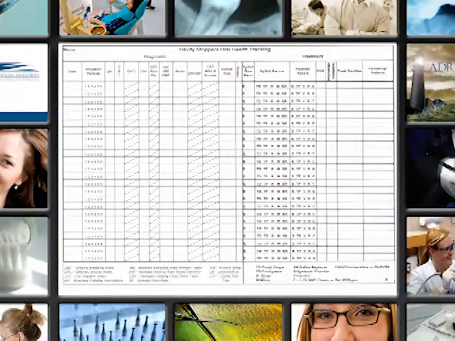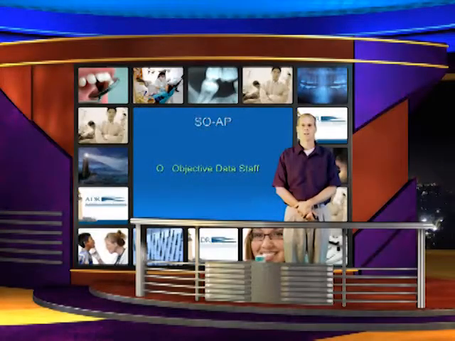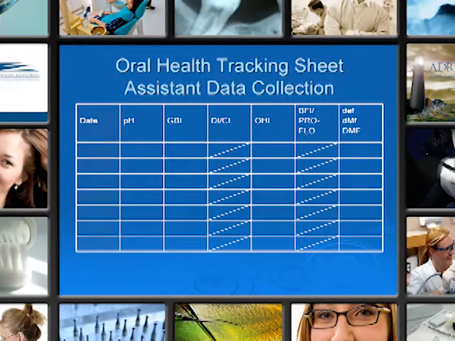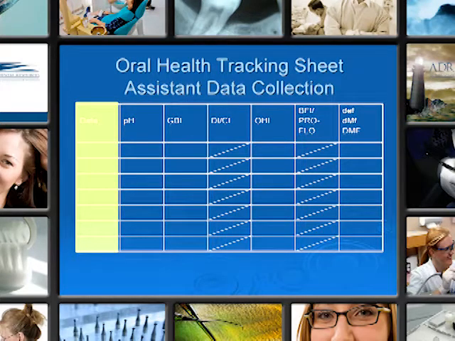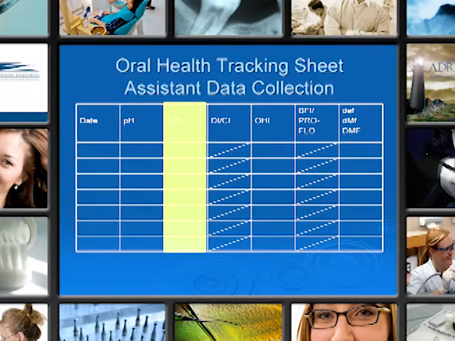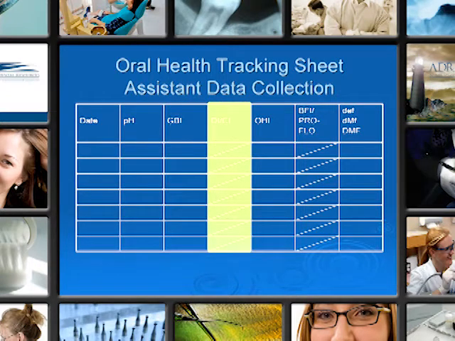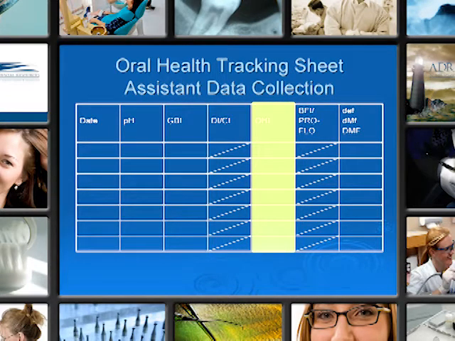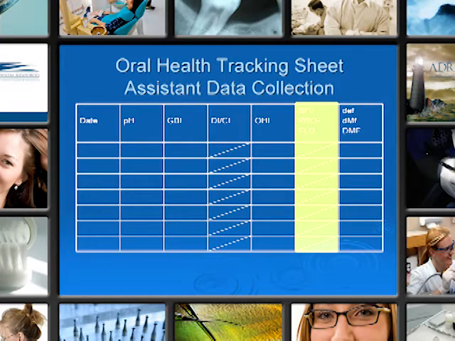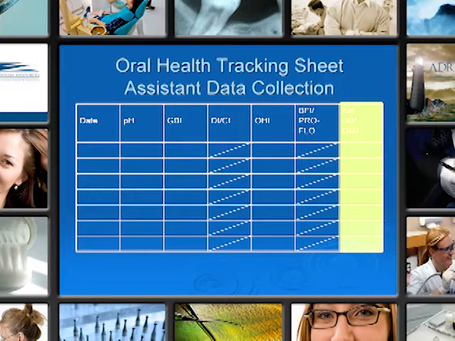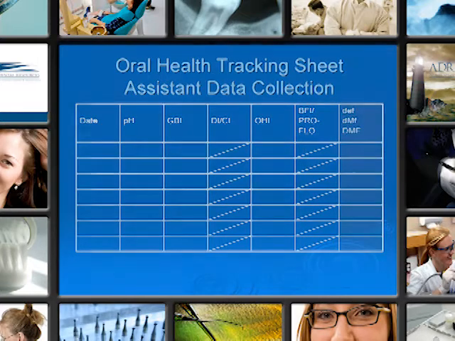What you see here, we call on this slide the Cavity Stoppers Oral Health Tracking Sheet. In your manual, you'll have a tracking sheet that's similar to this, but may not exactly be the same. Objective data collected by the staff. We want the staff to collect the following data: the date that the procedure was performed, the pH, the gingival bleeding index, the debris and calculus index, oral hygiene index, which is just a combination of the plaque index and the calculus index. And we want them to check whether or not the prophy was done that day, and then to evaluate the extracted or filled teeth.